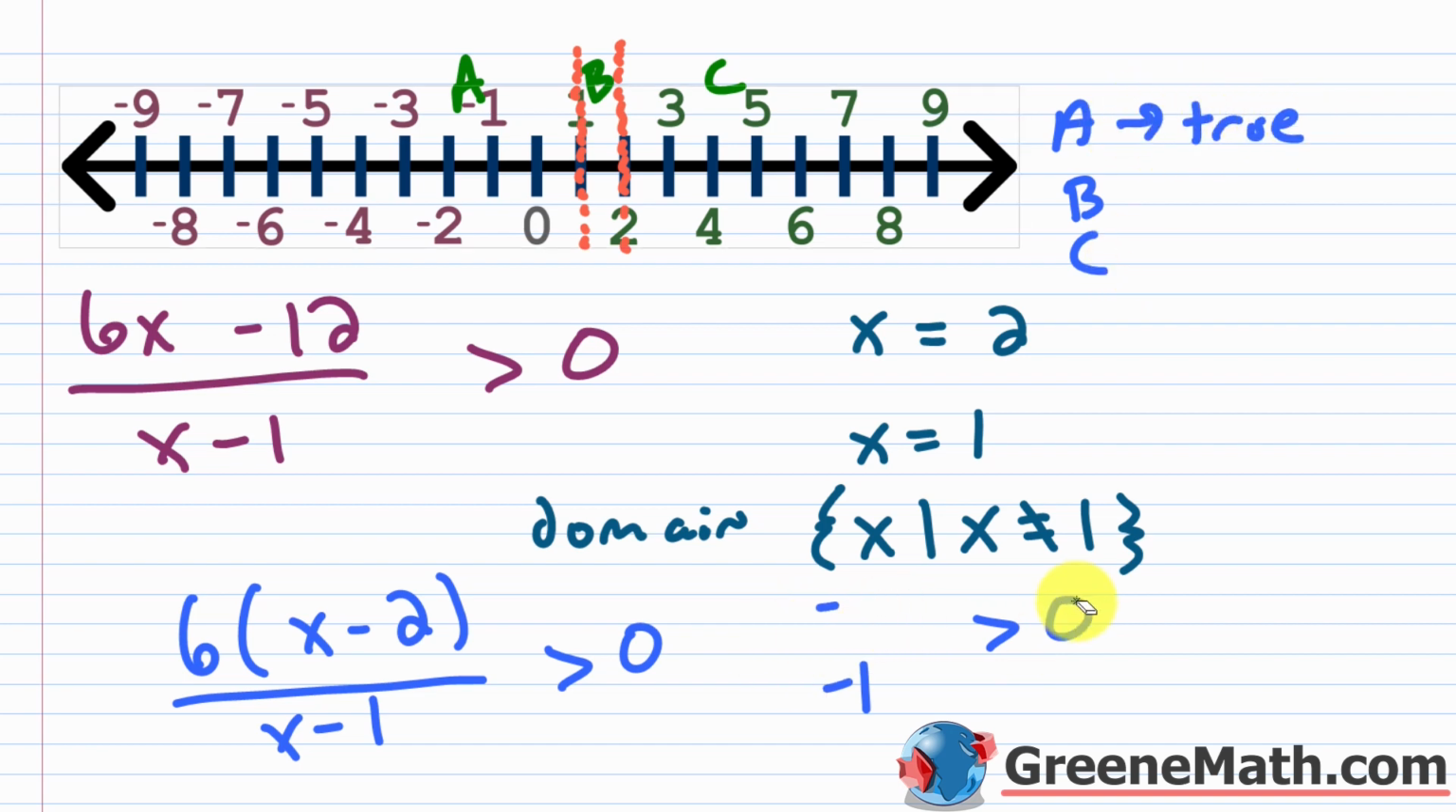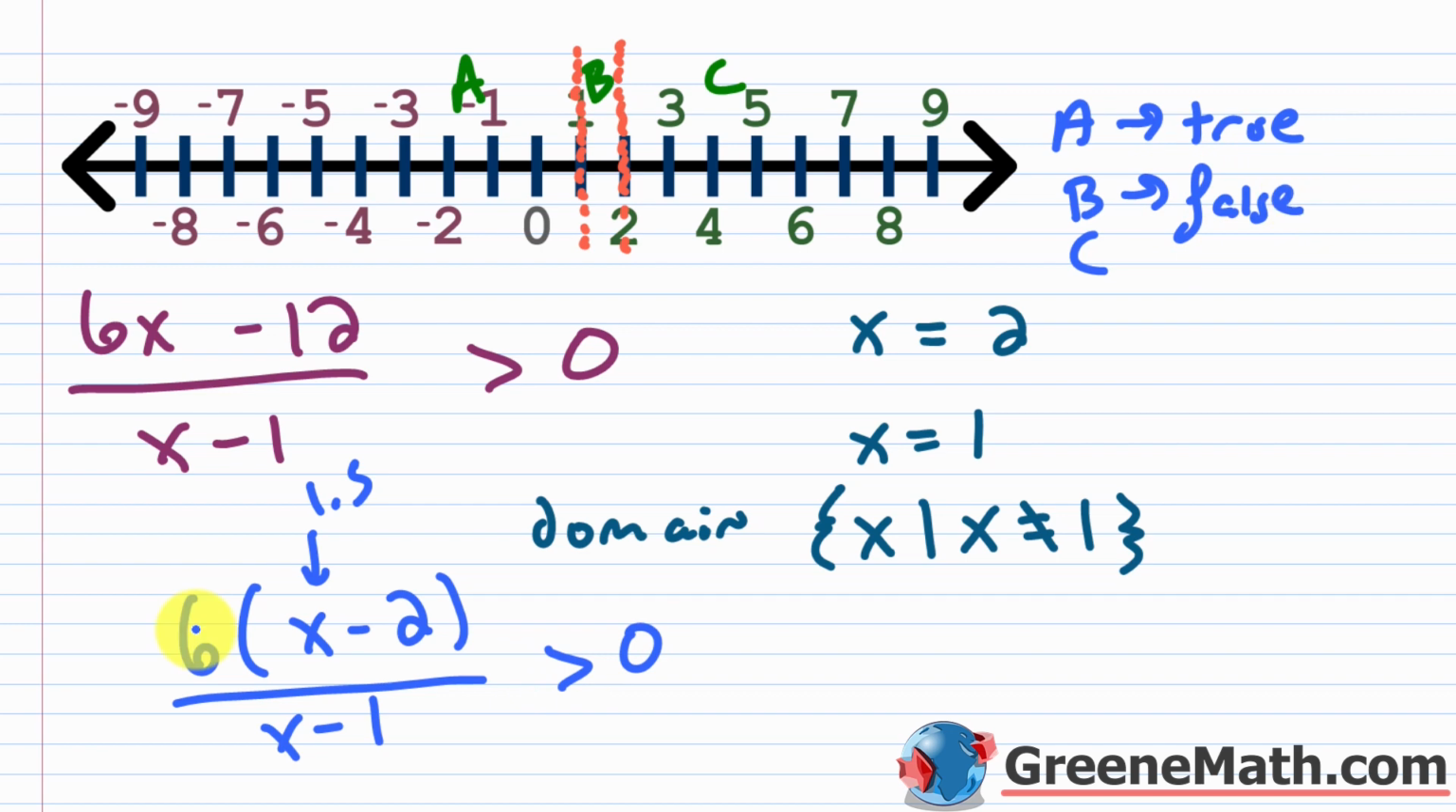Now, for region B, again, just pick something between 1 and 2. I think an easy one would be maybe 1.5. But again, if you plugged in a 1.5 and you subtract away 2, you're going to get negative 0.5, right? But just think about it this way. You'd have a negative here times a positive, so that's negative. And then down here, you'd have a positive. So negative over positive would be negative. So a negative is not going to be greater than 0. So this one is false.